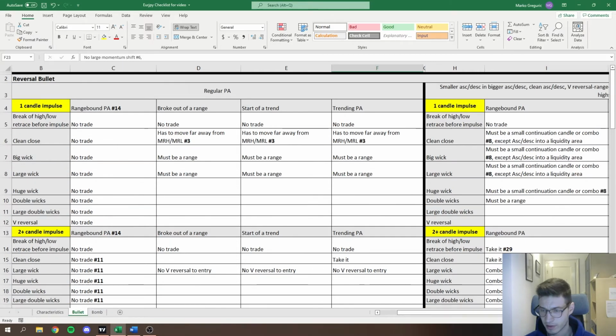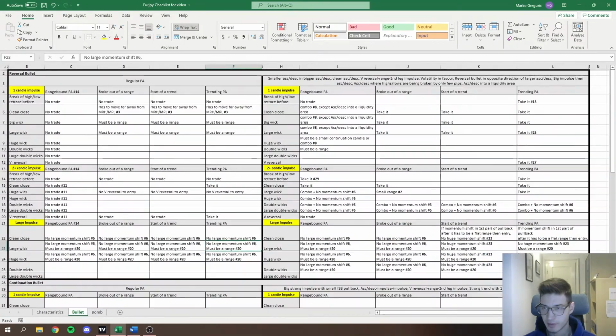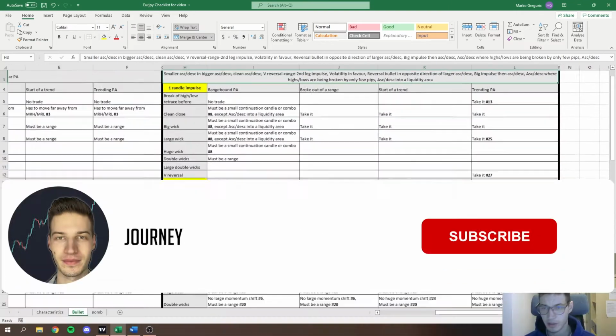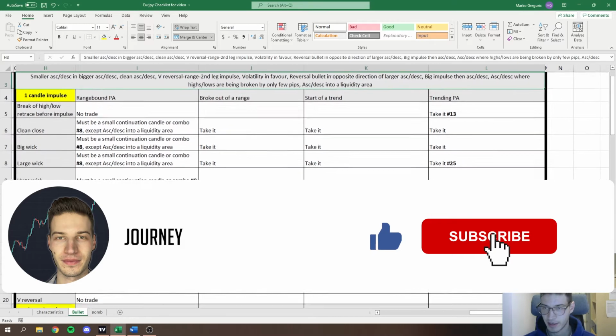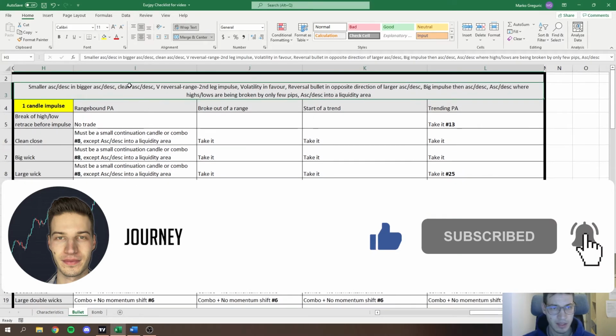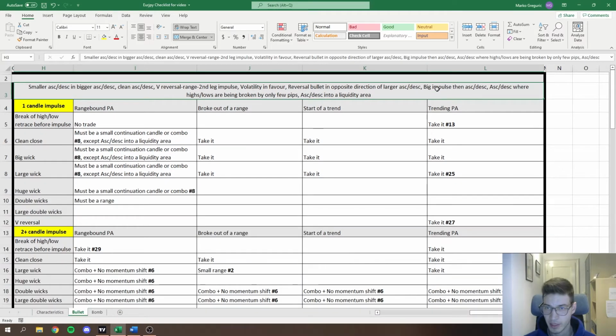Now let's take a look at one more, but let's say that we are coming from high probability price action. It is a reversal bullet. It is coming from high probability price action. Let's zoom in. So let's say that it is a setup that I call, let's say it is a big impulse, then ascending, descending. Let's say it is this sort of setup, which I found that on this pair is very high probability, and when I see it, I definitely want to take it.